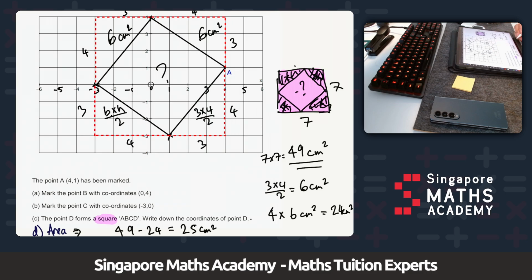The coordinate of D, I forgot to write down, is going to be, what is it going to be? It's going to be (1, -3). So (1, -3) are my coordinates for D. That's about it for this question. Did that make sense to you?